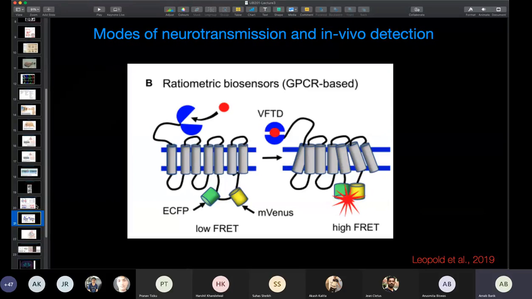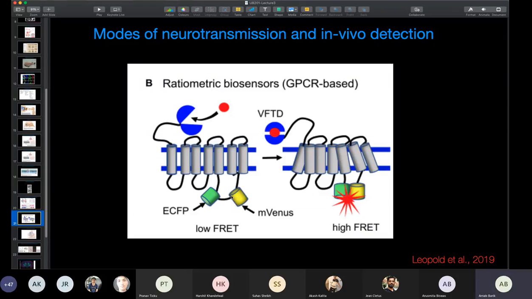So one of the newer ways to study this is using ratiometric biosensors. I won't go into the details of it, but the idea basically is that there is one green fluorescent molecule on one side of the GPCR, and another side of the GPCR has another molecule. So you are seeing total fluorescence level, which you're detecting at a certain wavelength.